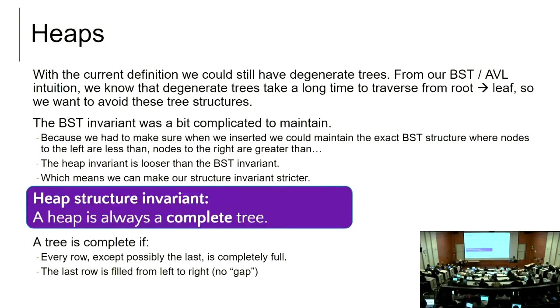And the definition of a complete tree is that every row except possibly the last is completely full, meaning before we start another layer of nodes, we have to fill up everybody's left and right at the current level. And then once that level is full, we start again, and we always fill from left to right.